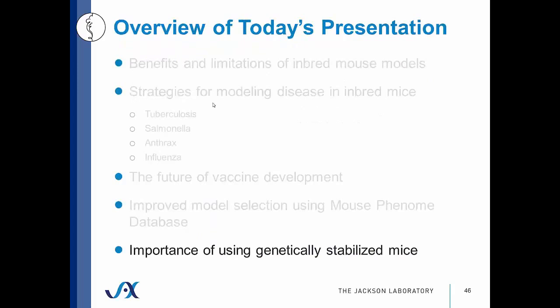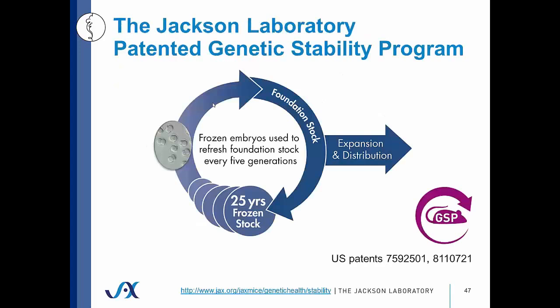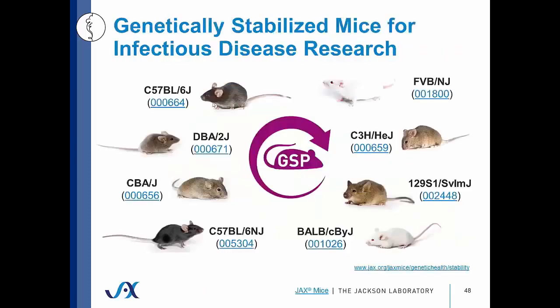Finally, I'll show you the importance of using genetically stabilized mice in your research. Here at the Jackson Laboratory, we have a patented genetic stability program in which we take frozen embryos and use them to refresh our foundation stocks about every 5 generations or so. These foundation stocks are then expanded and used for distribution to investigators worldwide. The reason we do this is to minimize the effects of genetic drift for some of our most popular strains. You can see that all of these strains here, in addition to some others that are not indicated here, are all enrolled in our genetic stability program.